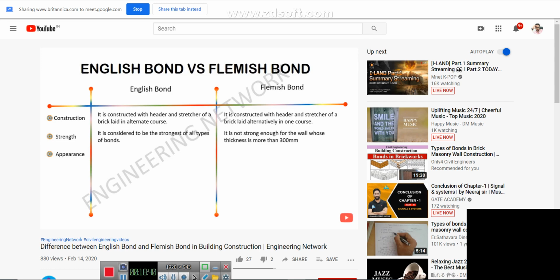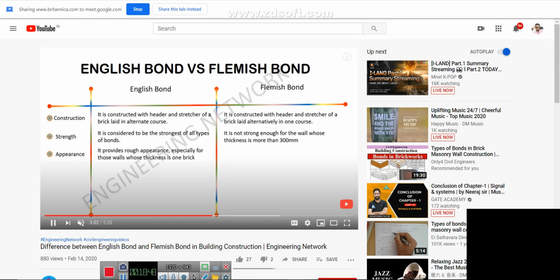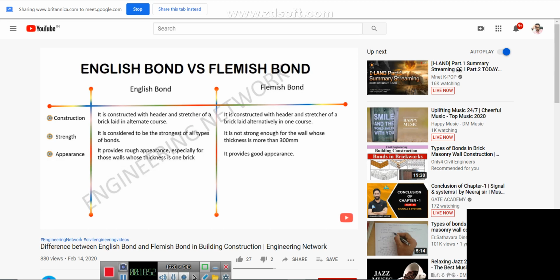Let us go to the third point, appearance. So what is the difference in appearance of English bond and Flemish bond? English bond provides a rough appearance, especially for walls whose thickness is one brick. So English bond is providing rough appearance and Flemish bond is providing good appearance.